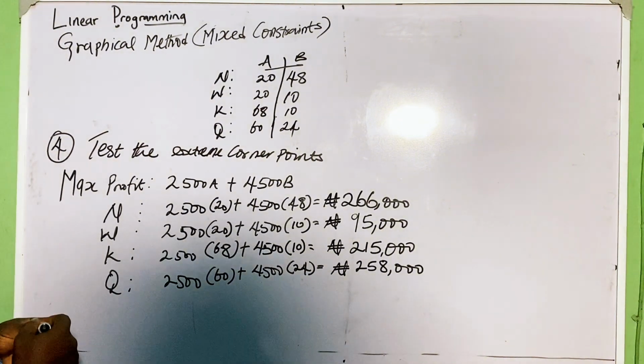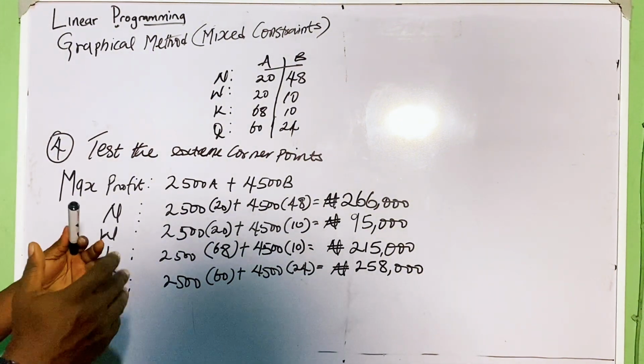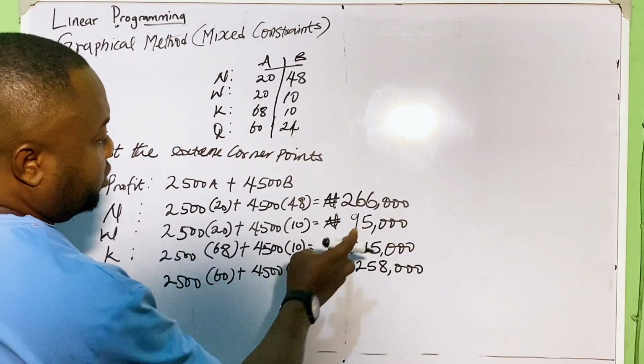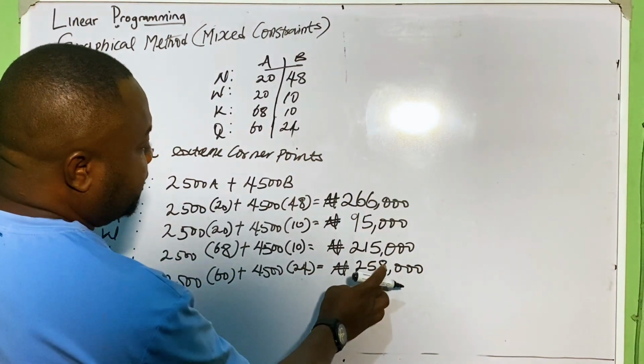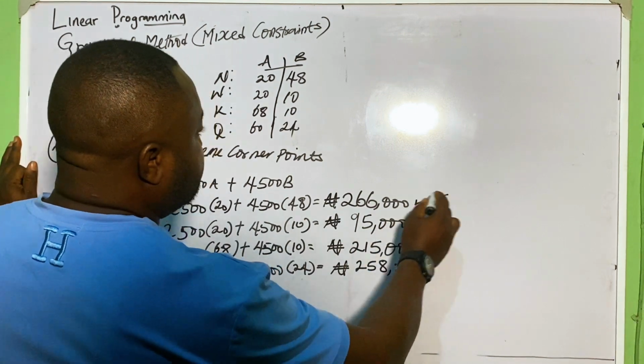Having determined the values for the combinations, we have seen that, of course, the objective function is a maximization case. So we're going to select the combination that gives the highest profit. So this is 266,095, 215, and 258. So this will be selected.